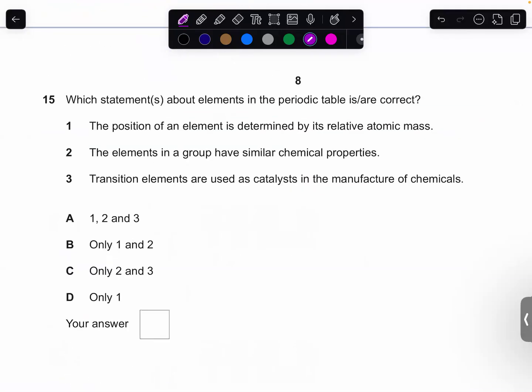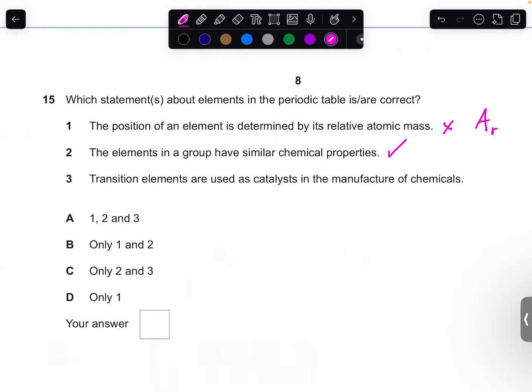Last question. Which statements about the elements in the periodic table are correct? This is a year 1 question. The position of an element is determined by its relative atomic mass. No, it's not. It's based on its atomic number, which is the symbol Ar. The elements in a group have similar chemical properties. Yes, they do, because they have the same number of electrons in the outer shell.